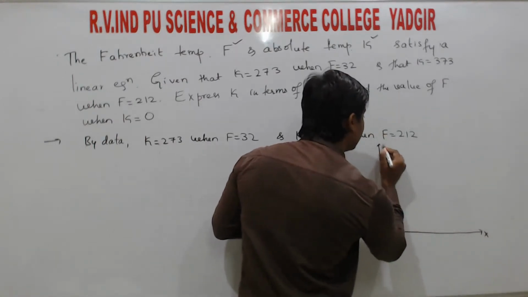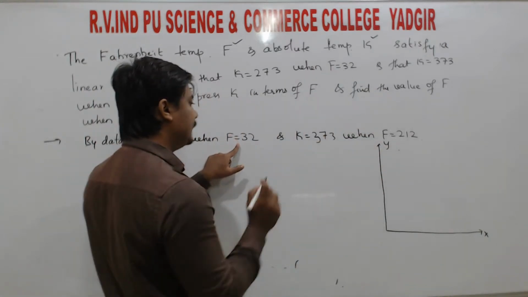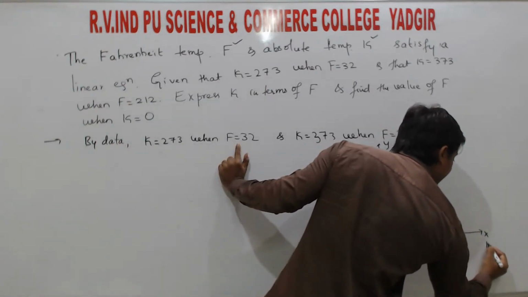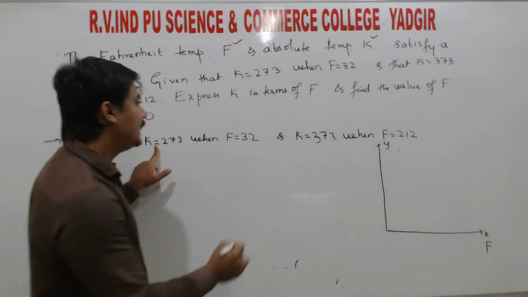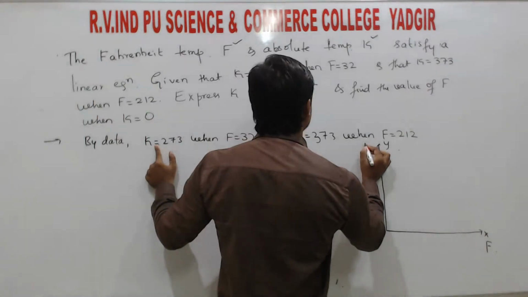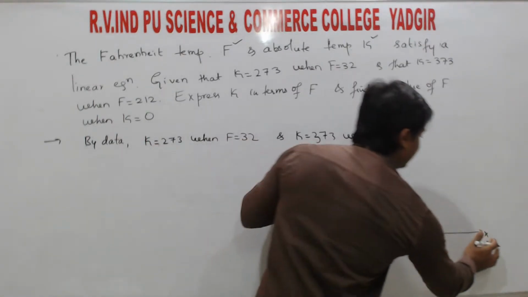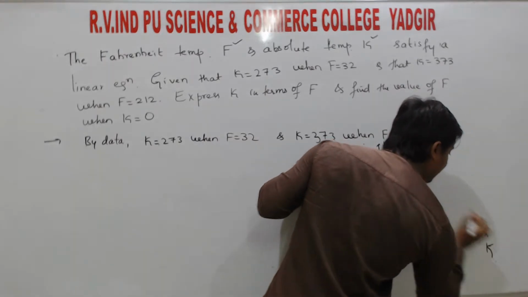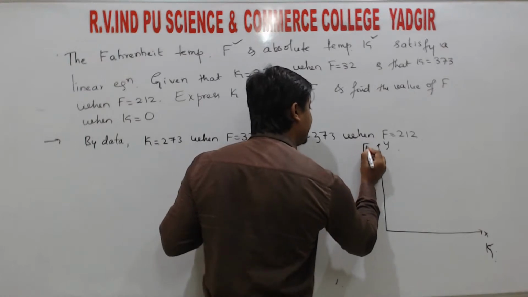Along x-axis I will take information pertaining to Fahrenheit. Along y-axis, I will take information pertaining to Kelvin, absolute temperature. I will take Kelvin along the y-axis, and along the x-axis, I will take Fahrenheit temperature.